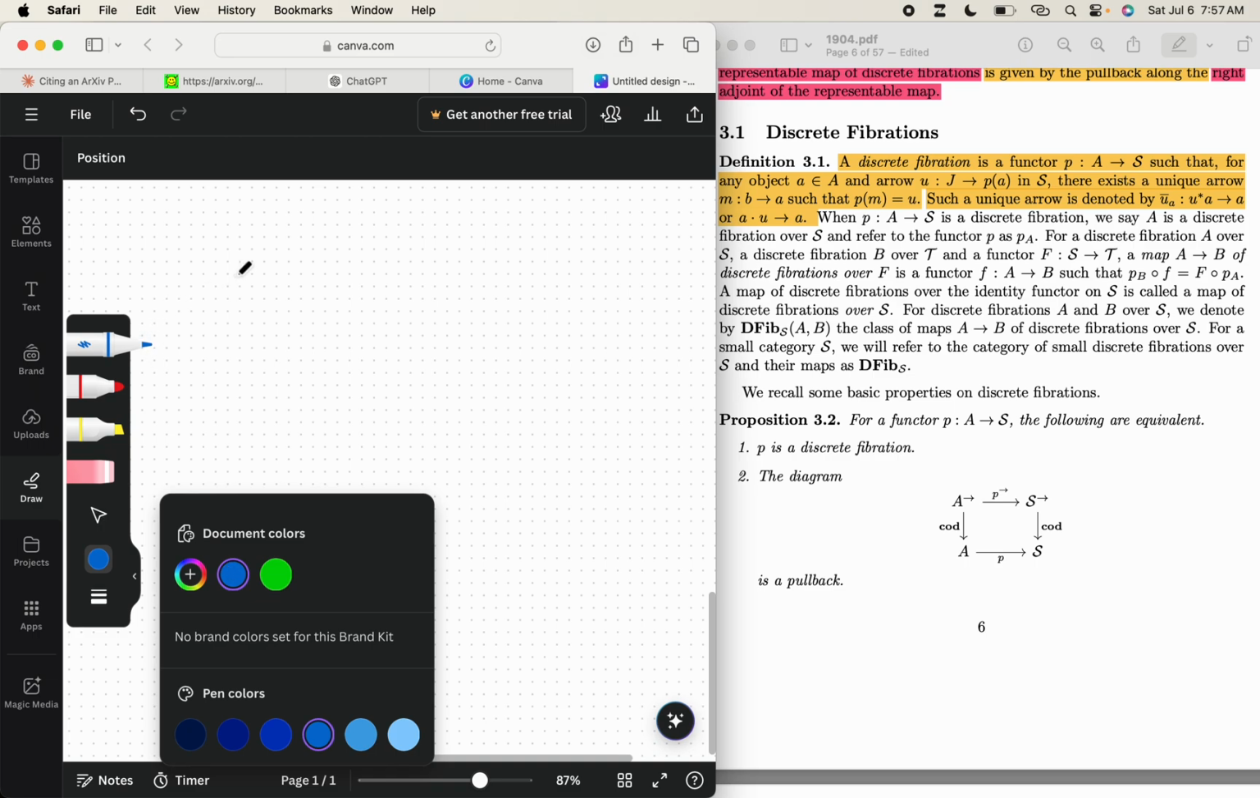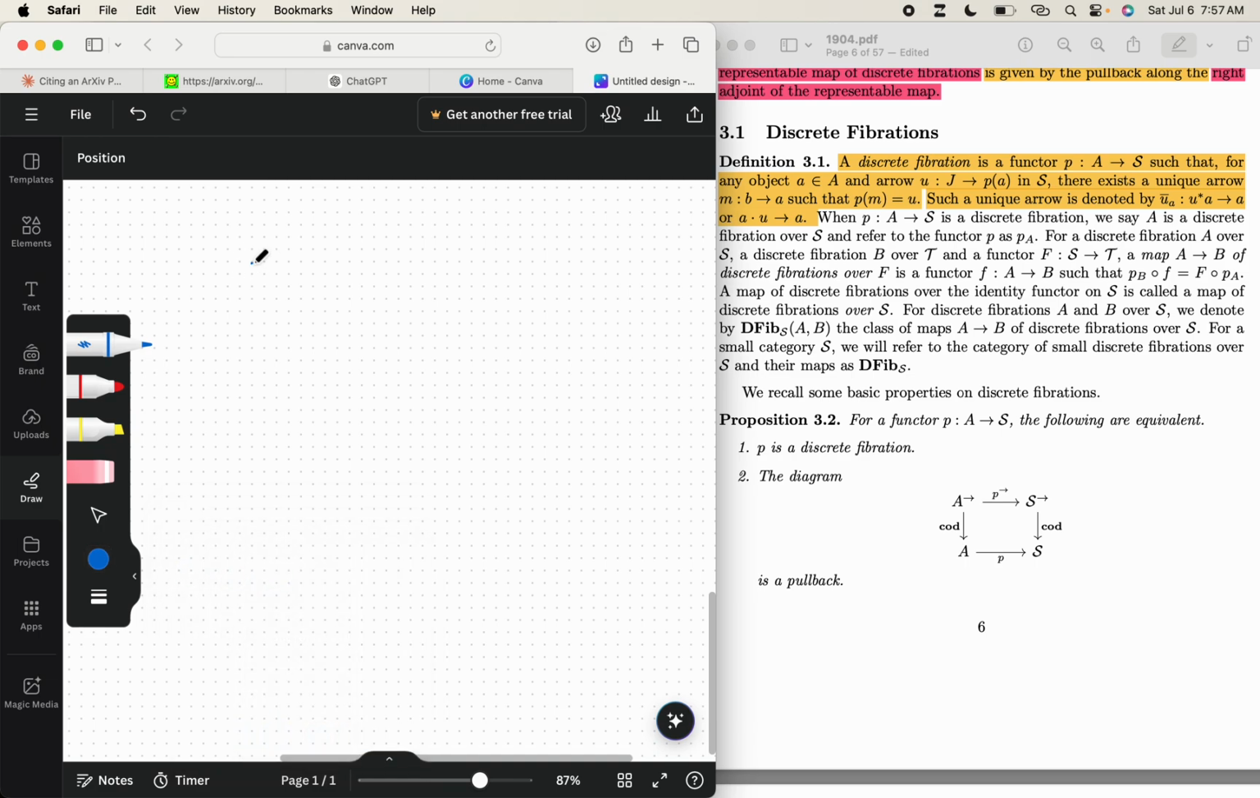Okay, so the unique arrow in S is M, but we can write it as U A superscript. And let us remember that is the kind of original object in A. I don't know, it's the first part of the definition anyway. And U is the morphism in S. Wait, let me think about this.